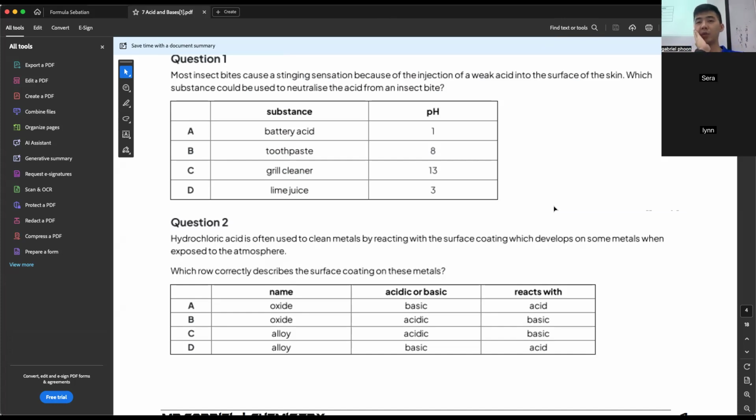B is correct because I want to use a weak alkali to neutralize a weak acid. Question number 2. What's your answer? A, correct. Hey guys, stop me if you did not get the question correct. I'll read through it again, but let's just assume that everyone is correct, because the questions here are relatively easy. Question number 2 is A.